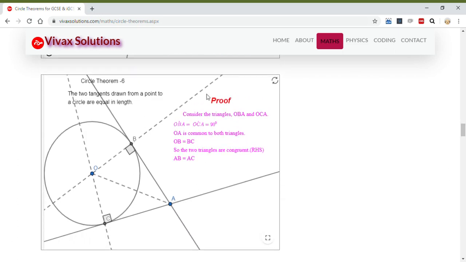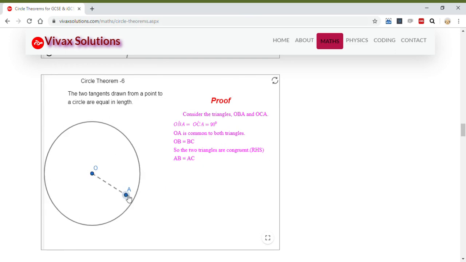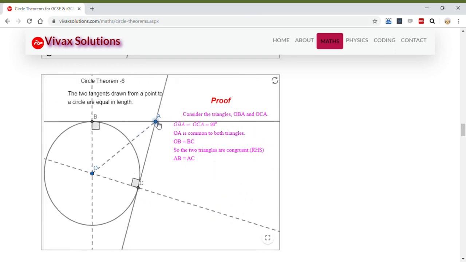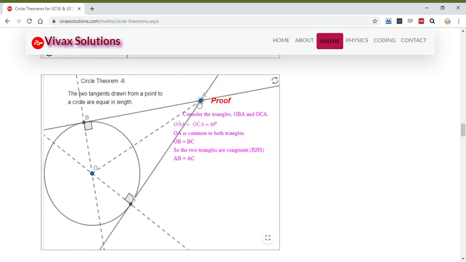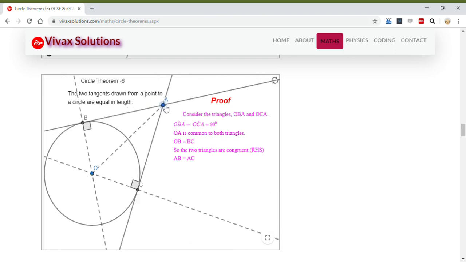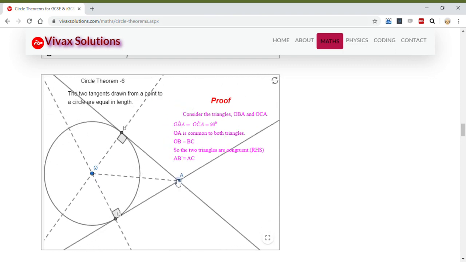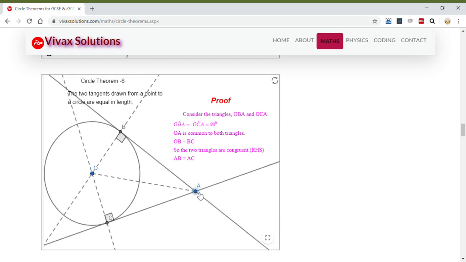And theorem 6 says the 2 tangents drawn from a point to a circle are equal in length. So this is the external point, and these are the 2 tangents. So the theorem says these 2 tangents are equal in length. You can see no matter where the point is placed, the 2 tangents are of equal length.